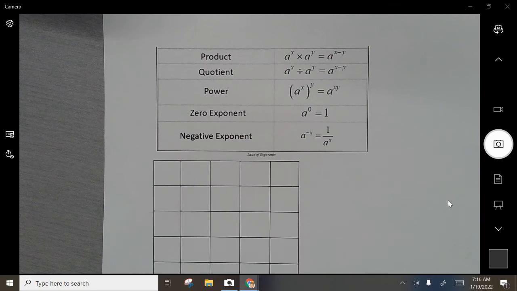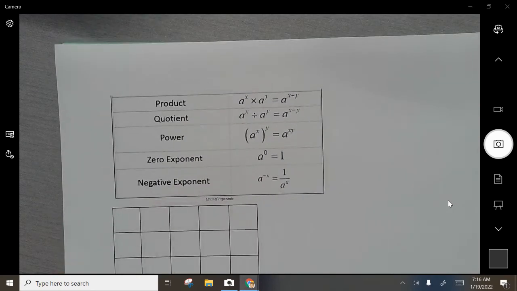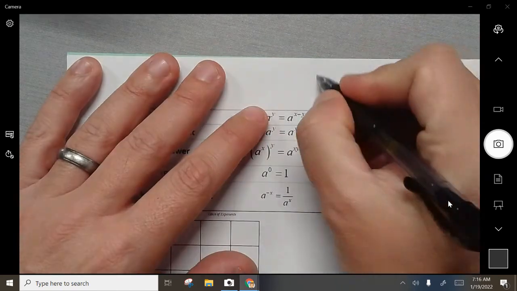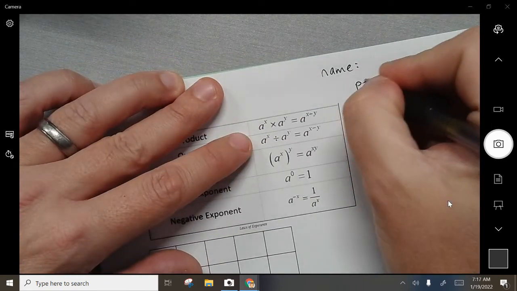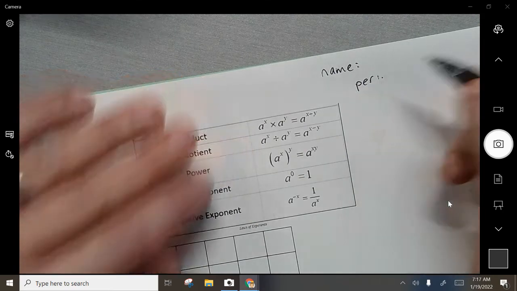All right, welcome. Get the sheet in front of you if you can. And for me, put your name on the top. All right, and your period. Let's give you points for this today.